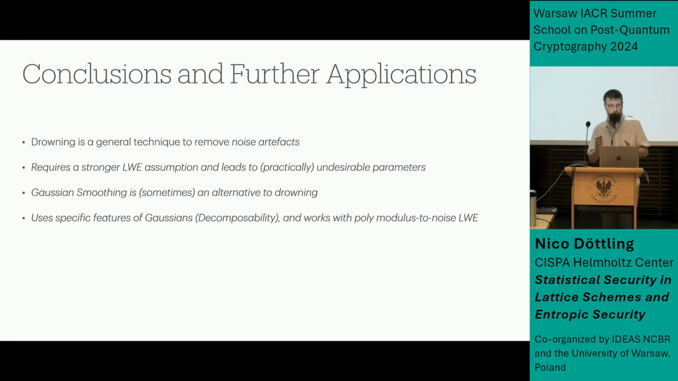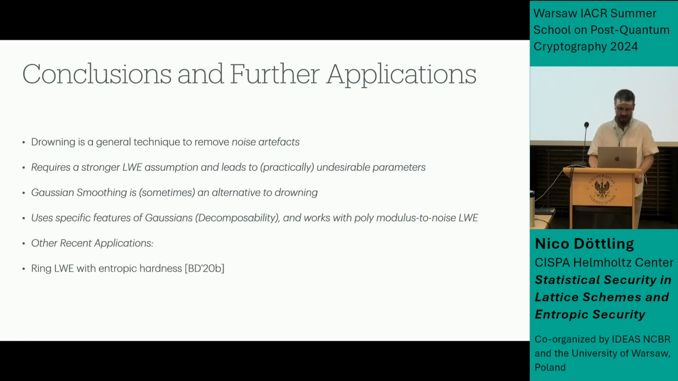And this Gaussian smoothing really uses specific features of Gaussians, in particular this decomposability feature, and typically works with polynomial modulus to noise LWE, right? So here we're not just using Gaussians for underlying hardness reductions, but actually to establish statistical security properties. And we had some other recent applications. I had this work with Zvika Brakerski where we used this smoothing technique to prove entropic hardness of ring LWE, which no one had managed before to prove with a drowning step, right? So we could do something here in a regime where drowning seems useless.